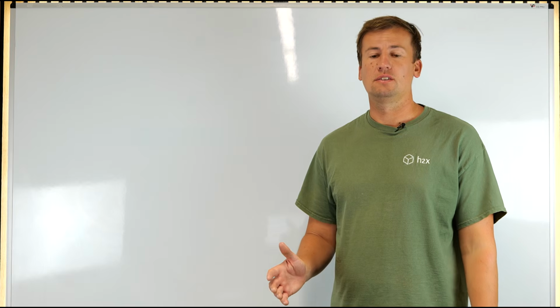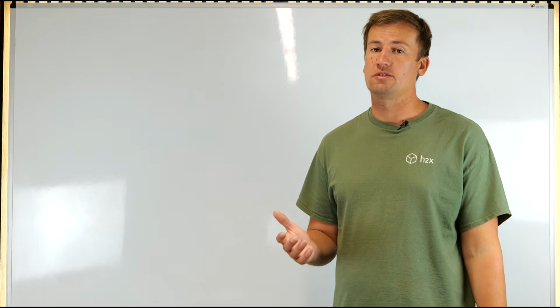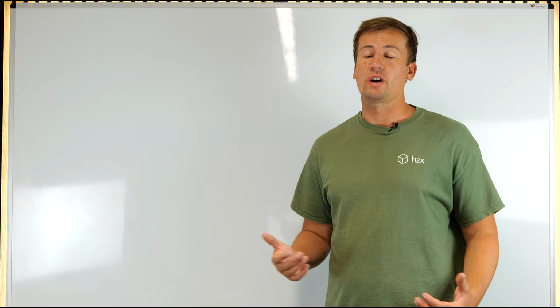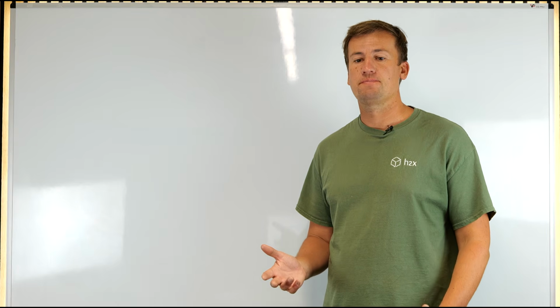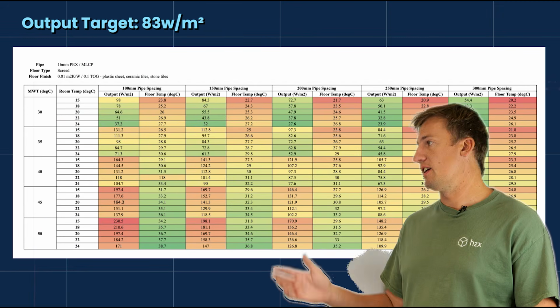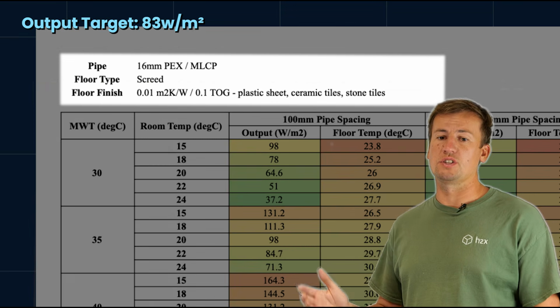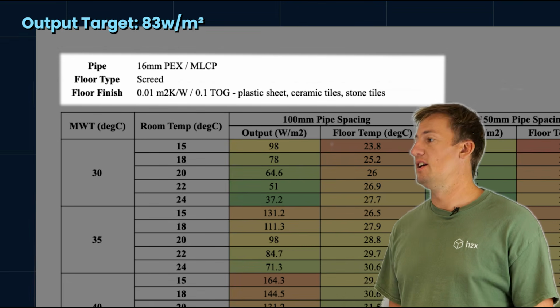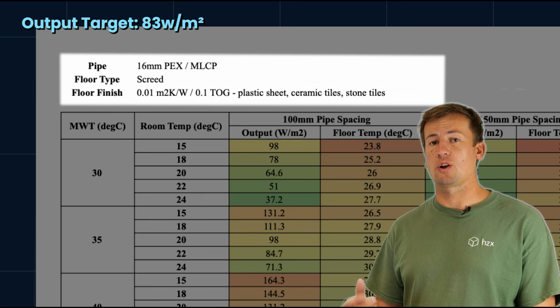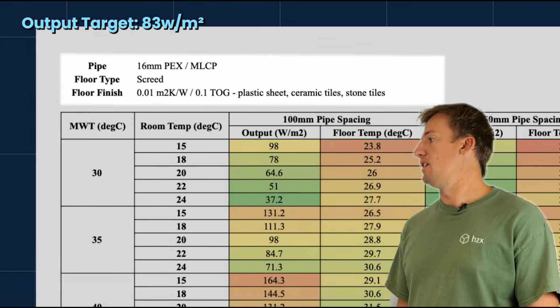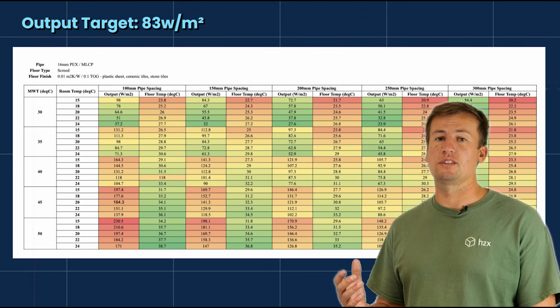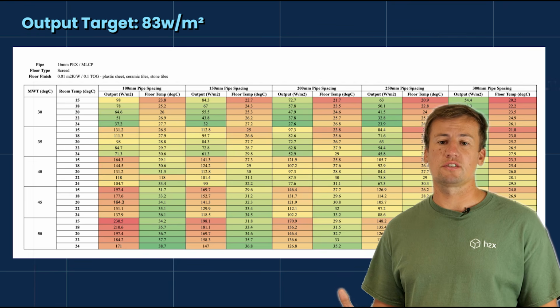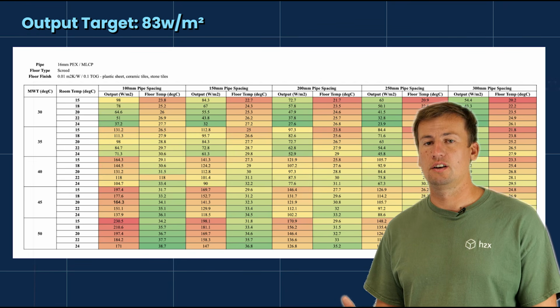Now that we have that number, we can refer to the CIBSE Underfloor Heating Design Guide to work out what our available options are here. So looking at this table, we have here a 16mm pipe, which is 1/2 inch, it's PEX, it's within a screed floor, and it has a stone tile finish. In this example, let's assume the room temperature is 20 degrees Celsius, 68 degrees Fahrenheit.